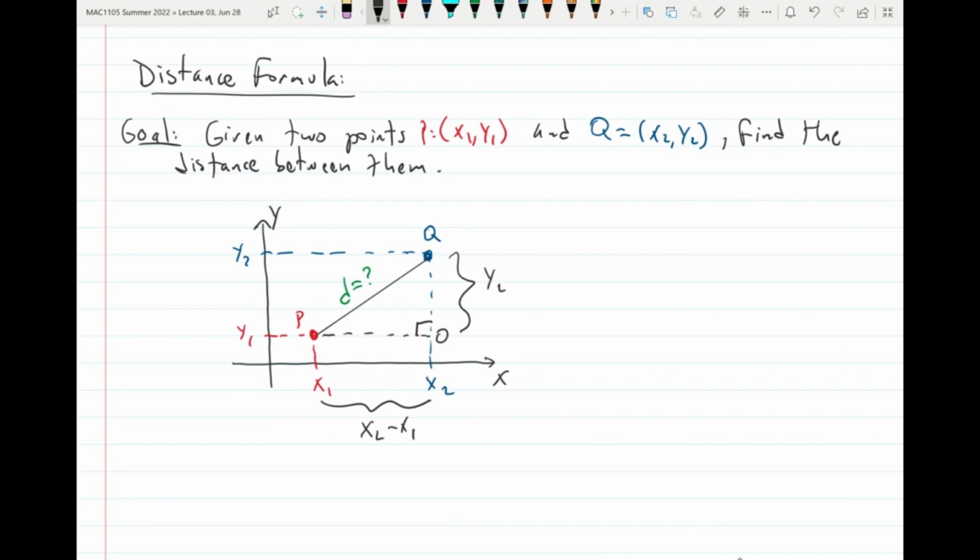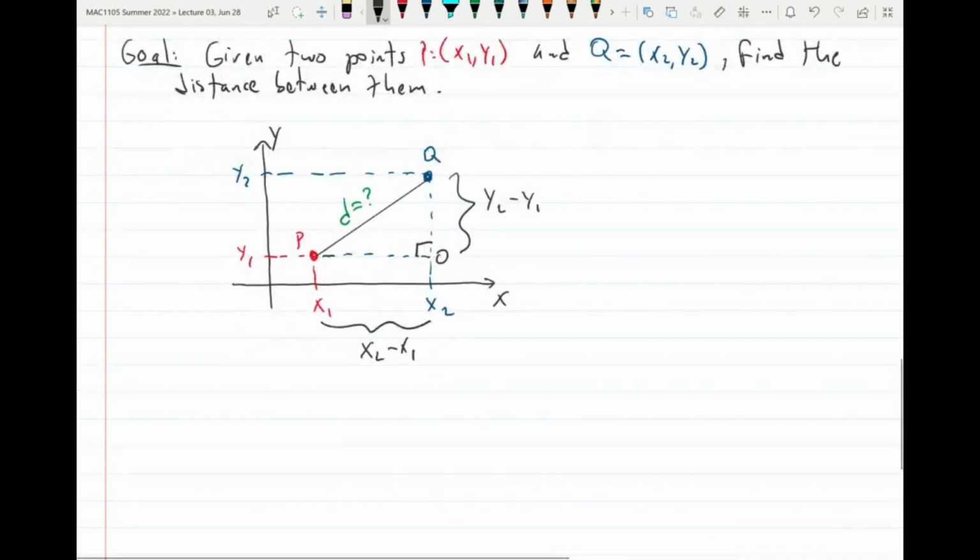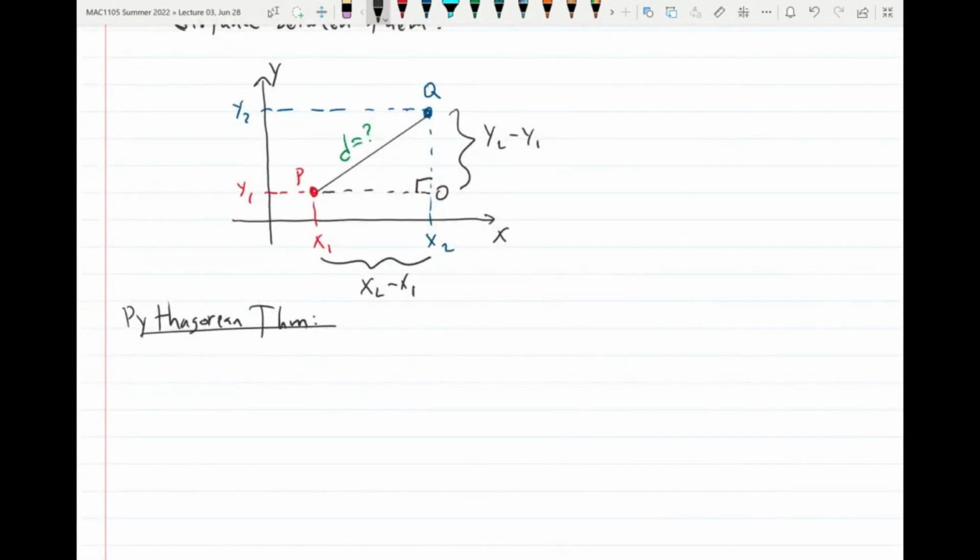Where is it? That's y2 minus y1. So we are good to go. So very good. Using the Pythagorean theorem, we have the following. Let's first write it with the letters of the triangle. The Pythagorean theorem says that the sum of the squares of the legs equals the square of the hypotenuse.